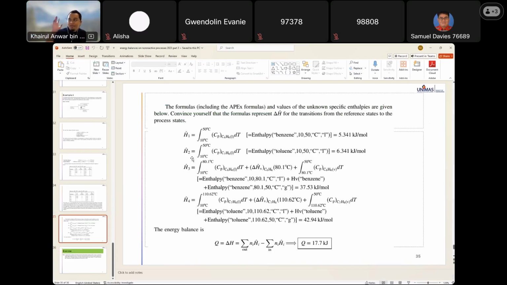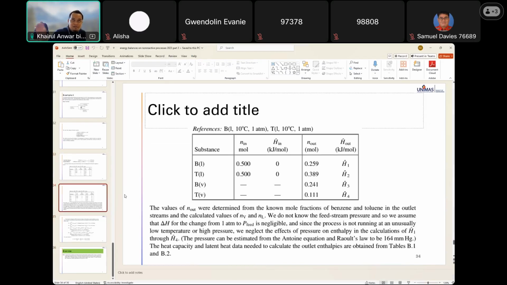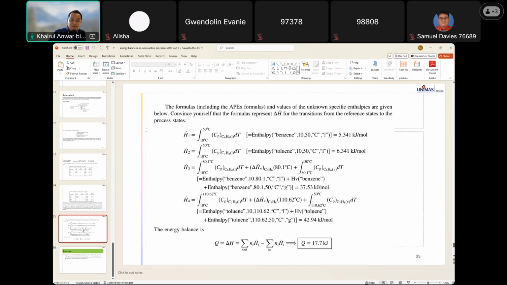So H1, H2: if you follow this model, liquid first, then vapor, H1 and H2 are easy. Just find that value in table B2. But for the vapor part, there are phase changes, because your reference point is liquid, but the substance for this row is vapor. So you refer to this.